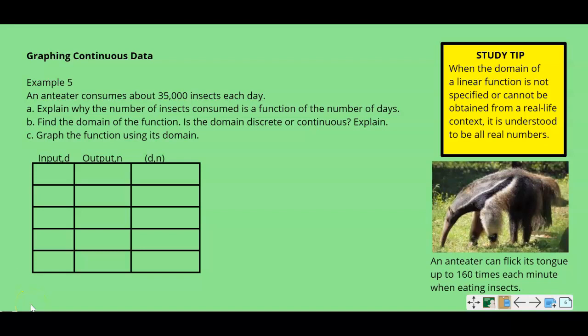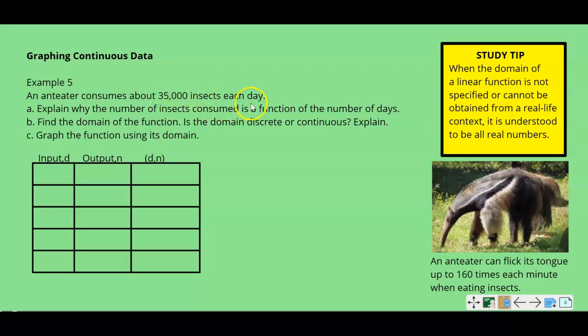Right, we're still looking at linear functions, and now we're going to look at graphing some continuous data. So this is example 5. This is continued from the last lesson, and it says an anteater consumes about 35,000 insects each day. Think about that. That's pretty impressive.